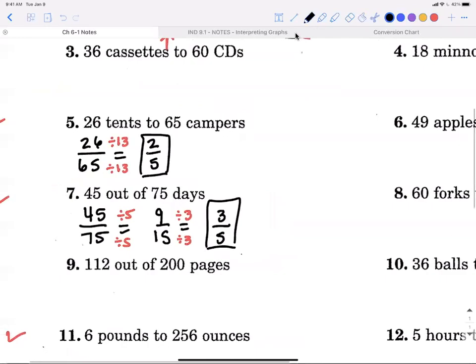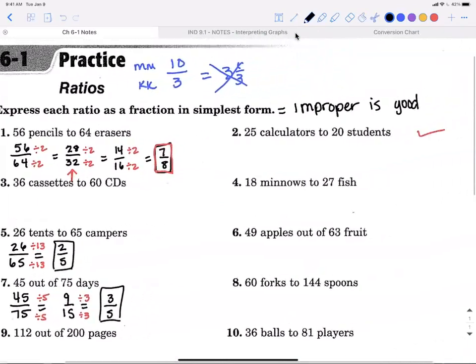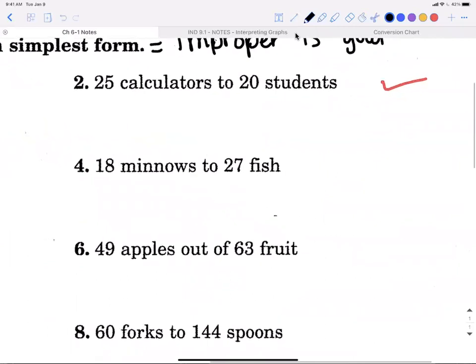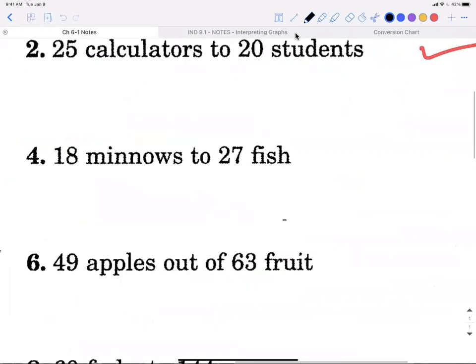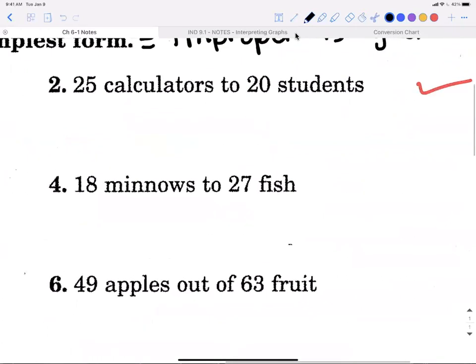All of these so far have been proper, and that's fine. I want to do one example of when it's improper just to show you. Again, you don't have to put this one in your notes. We've got 25 calculators to 20 students. So we're going to set up our initial fraction, pretty easy, 25 over 20.